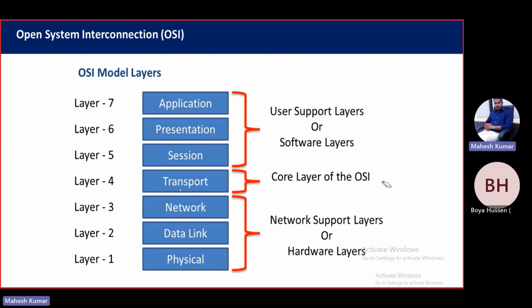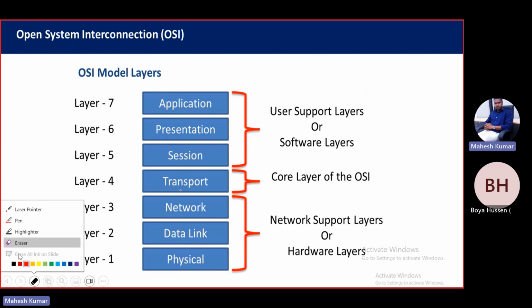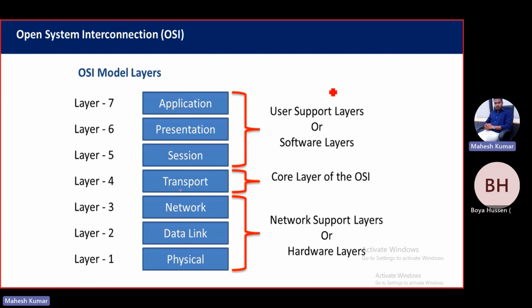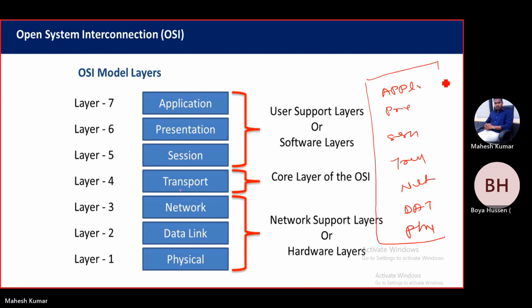It is bottom to top only, because layer 1 is always the media. Let's suppose this is the media. This side is the application layer, this side also the presentation layer, the session layer, the transport layer, the network layer, the data link layer, and the physical layer. The same layers are used. So this is one PC and this is the other PC.